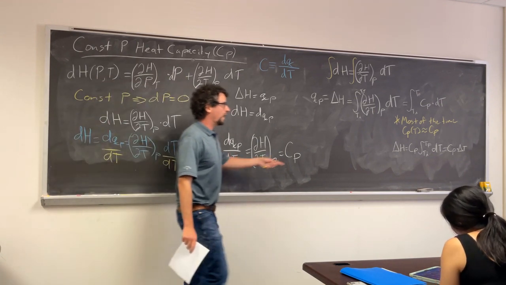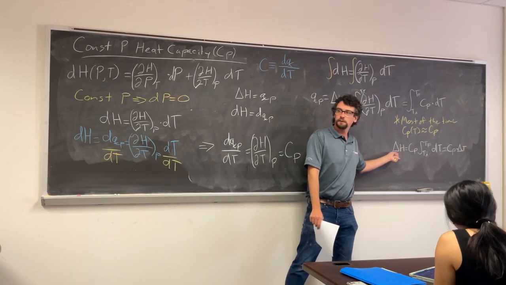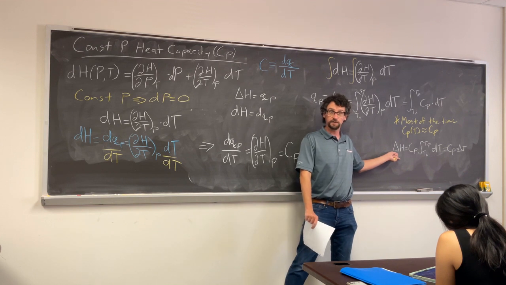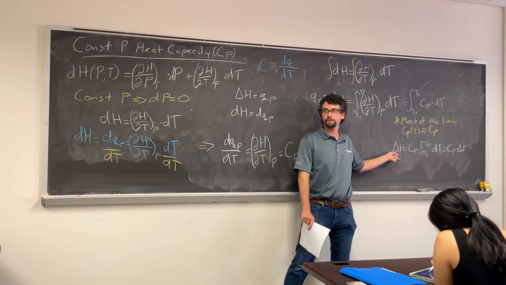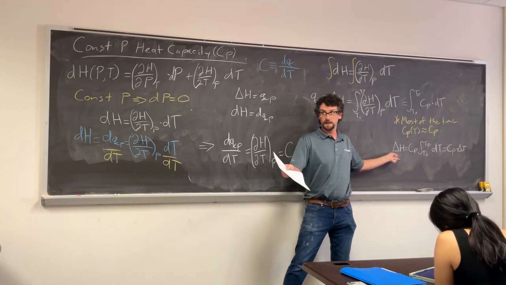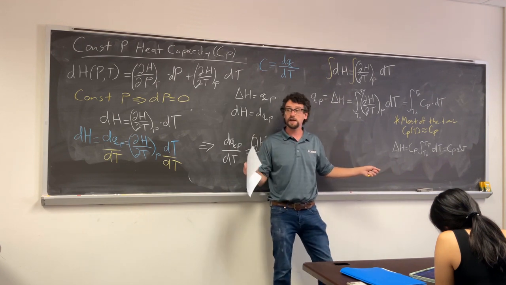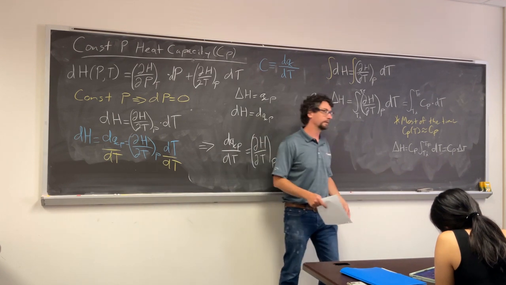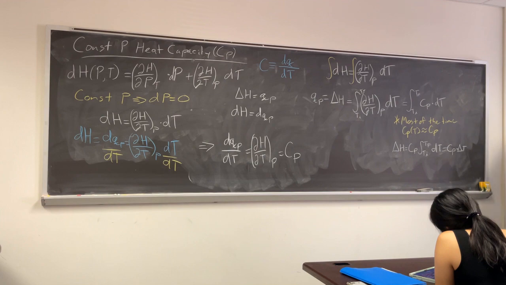Okay, when is this true though? What approximations do we have to make? Constant pressure. Constant pressure, and what else? Like Cp is constant. Yep, Cp is constant over whatever range we're considering. Okay. Does that make sense?